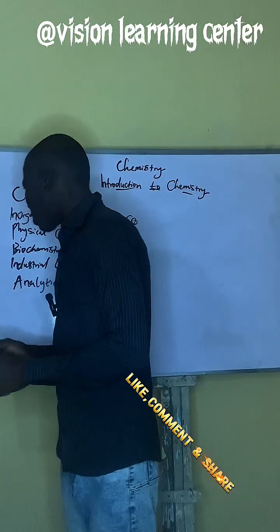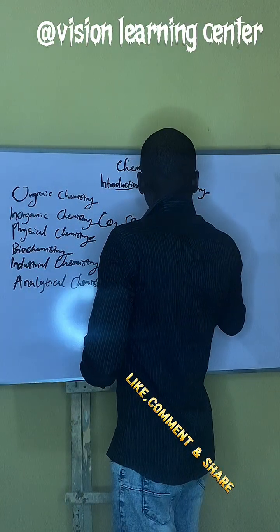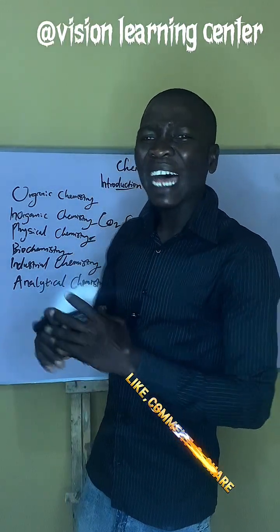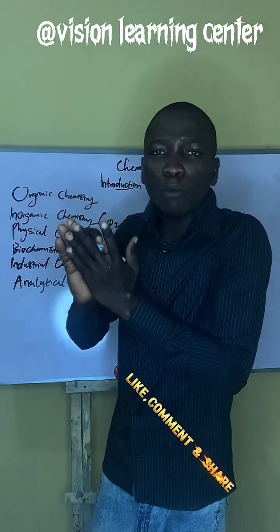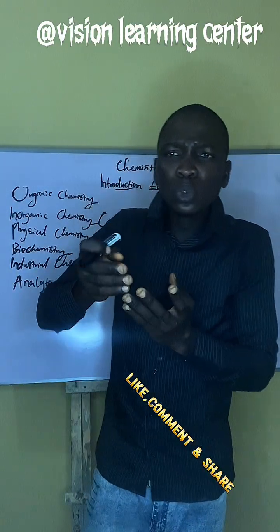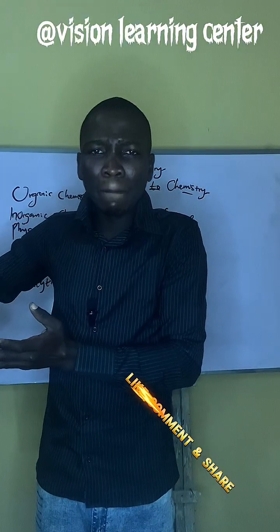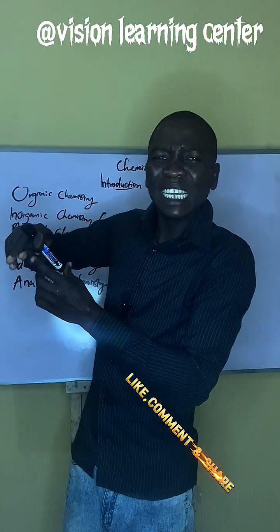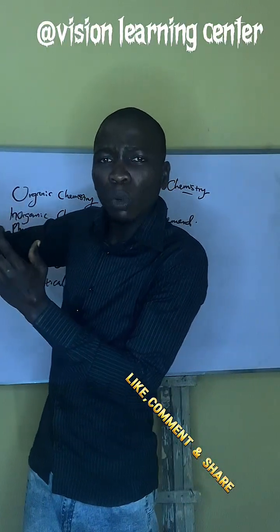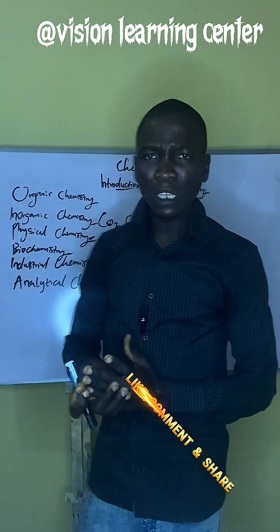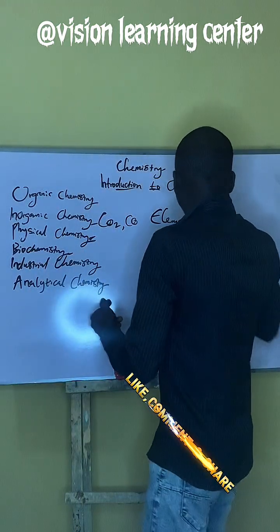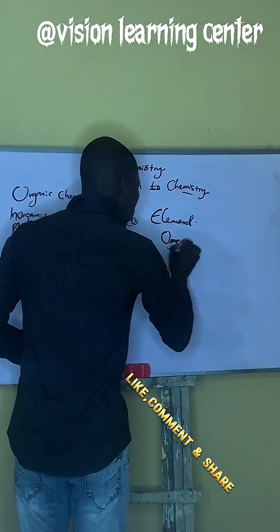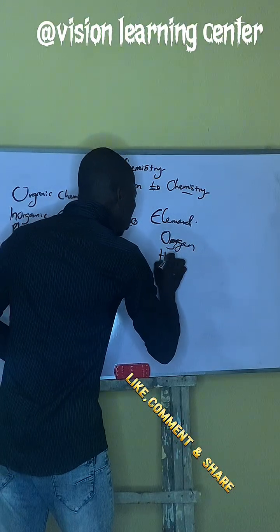Okay, so let's dive into the matter in natural occurrence, which is element. What is an element? Elements have one type of atom. Elements are substances which cannot be simplified by ordinary chemical process. Okay, so we have elements like oxygen, and we have elements like hydrogen.